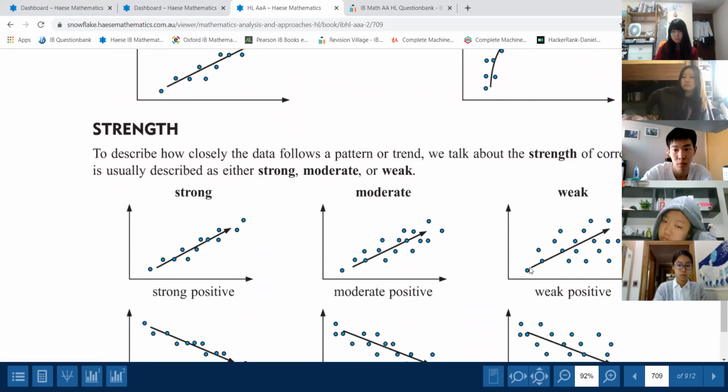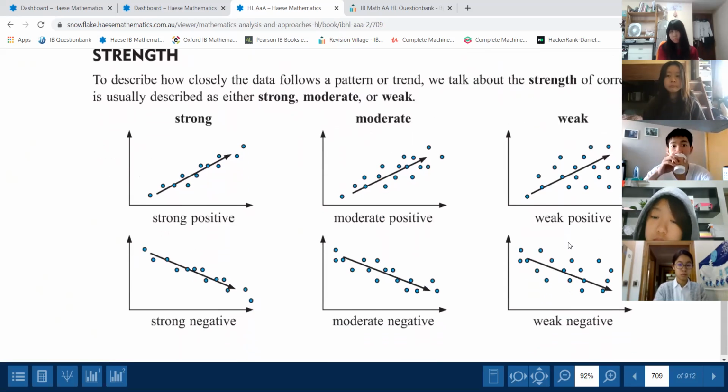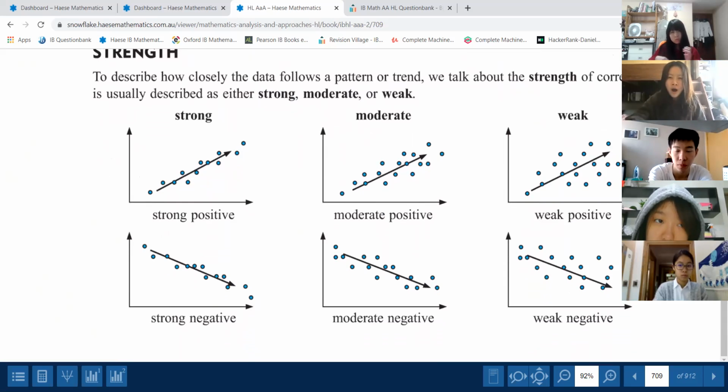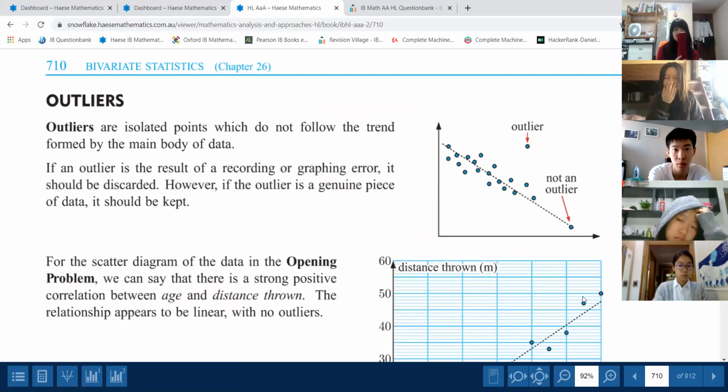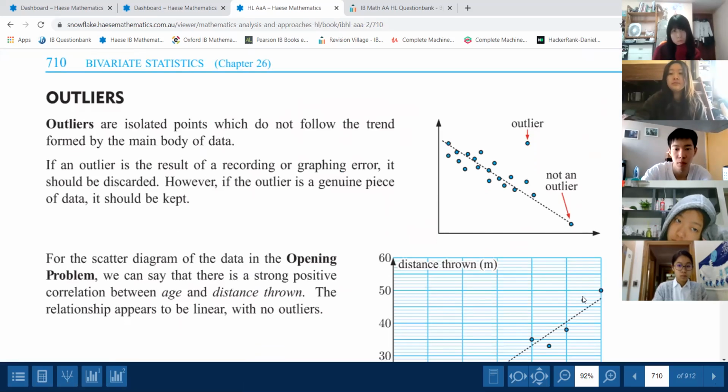And for weak, you could see it is still going towards this, but it's more diverse. So this is weak. So this is strong, positive. This is moderate, positive. This is weak, positive. Does it make sense? Similarly, negative. It is strong negative here, moderate negative, and weak negative.